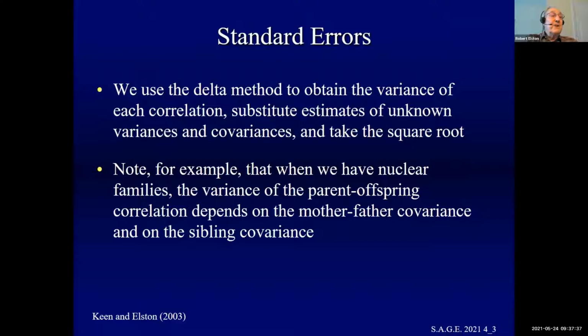But note, and this is the important thing, that when we have nuclear families, for example, the variance of the parent-offspring correlation depends on the mother-father covariance and on the sibling covariance. In general, whatever correlation we're looking at, it does require other correlations, which may or may not be estimable from the data, and maybe they're estimable, but only from 3 pairs. So we might want to know that.